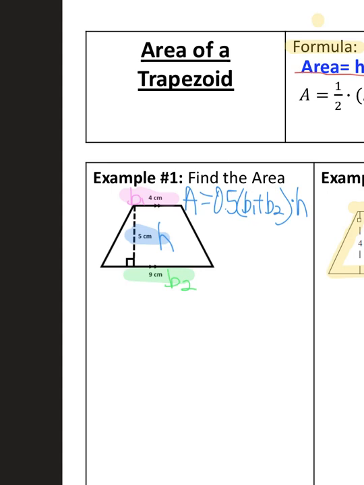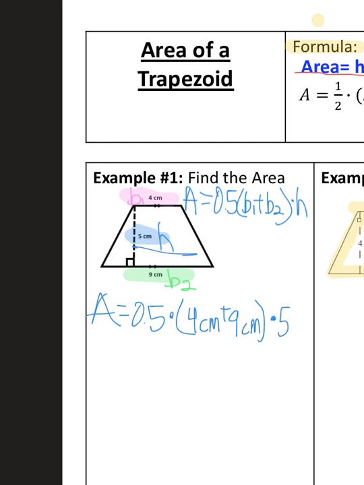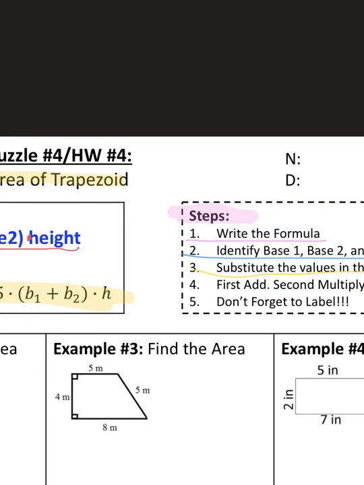Alrighty, so we have area equals 0.5 times, well, base 1 we said is 4 centimeters, plus base 2, which is 9 centimeters. And then we're going to multiply it by our height, which is 5 centimeters. So that was step 3. Now let's go to step 4 real quick.